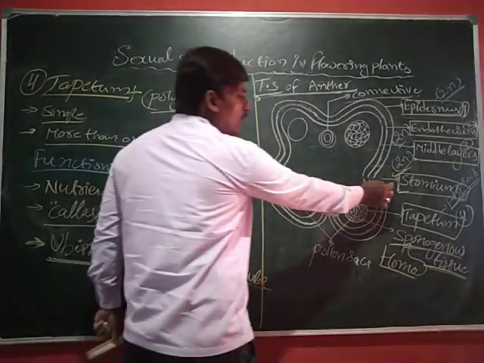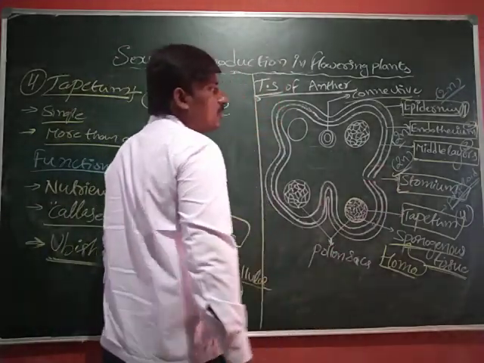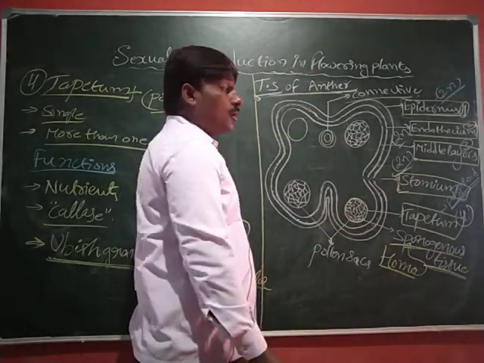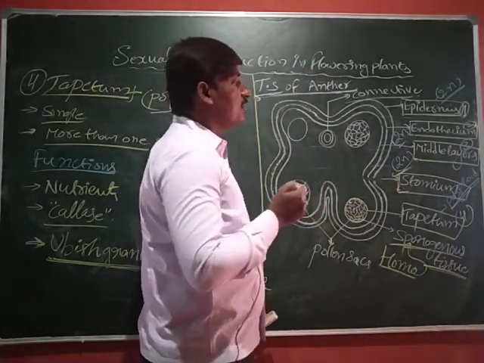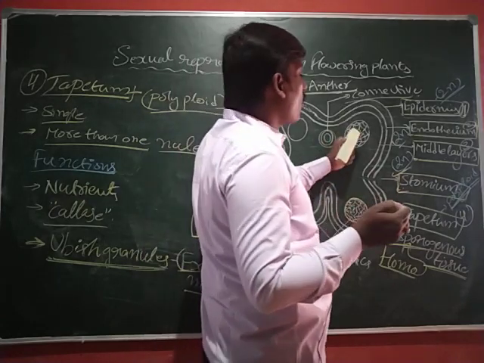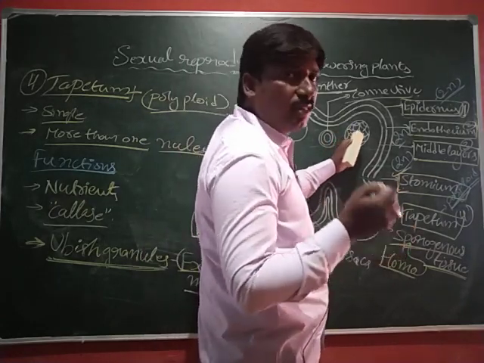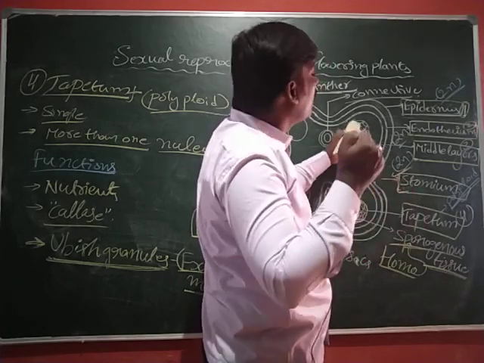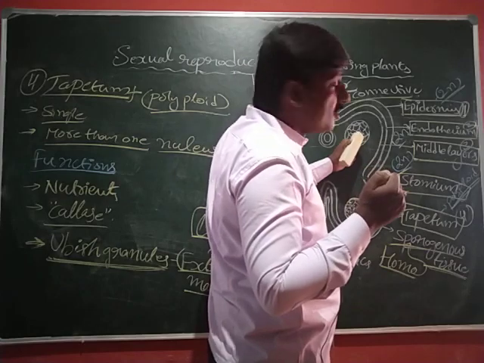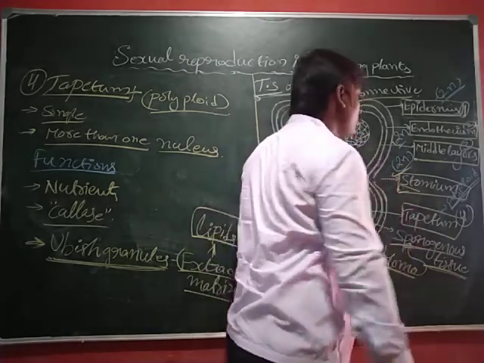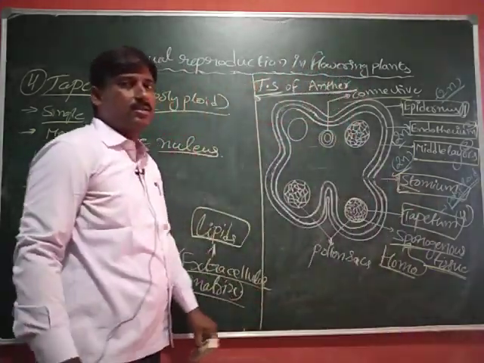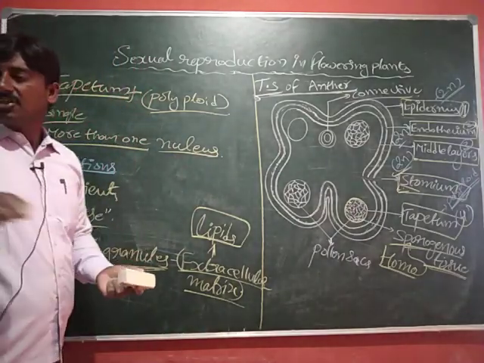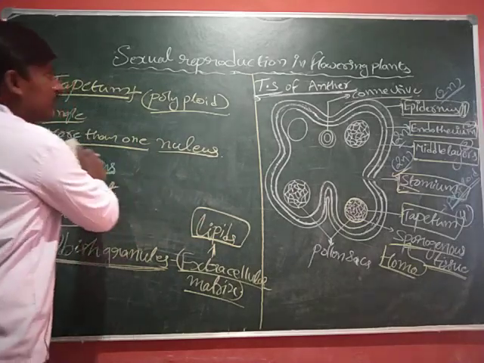So this is also very important. The stomium is basically hygroscopic in nature, right? They are asking one question: in which part of the transverse section of anther do we find hygroscopic cells? Which part? Stomium. Stomium consists of hygroscopic cells. Okay, this is a brief account of the structure of anther.